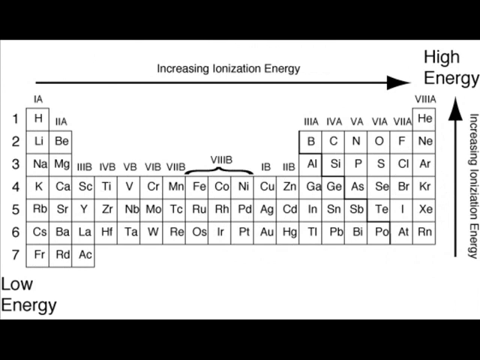Alright, and the next one is ionization energy, and ionization energy is defined as the required energy to remove an electron from another atom. So, going from left to right, ionization energy increases, and going from the top down, ionization energy decreases. So the atom with the most ionization energy is going to be fluorine.